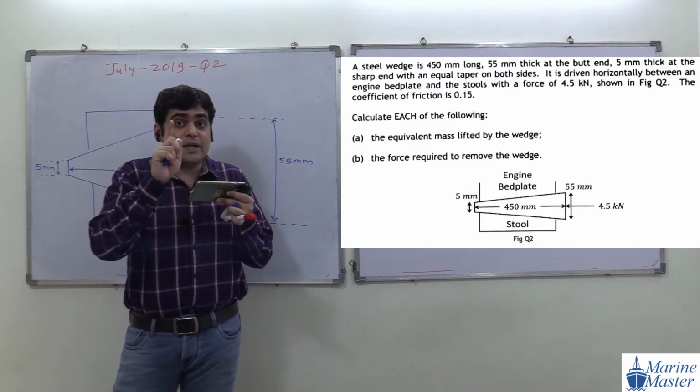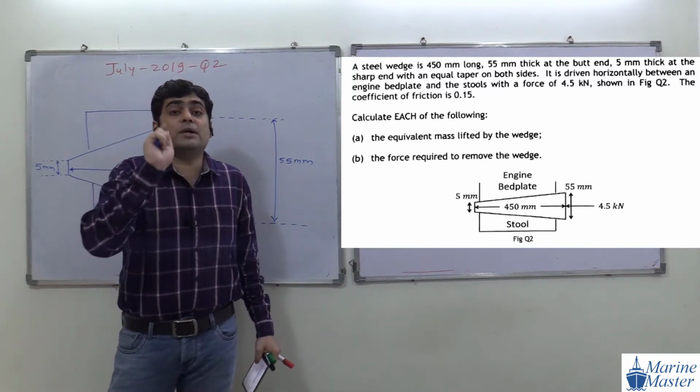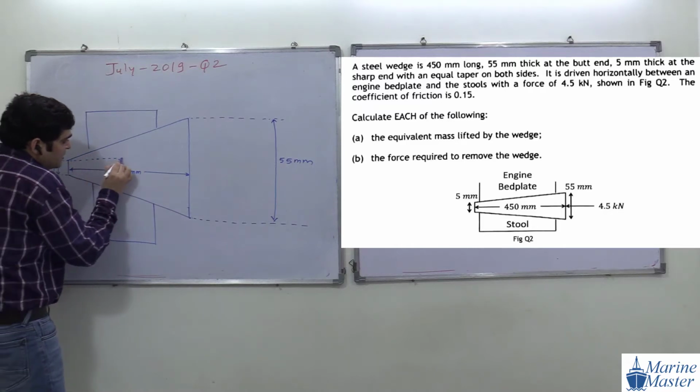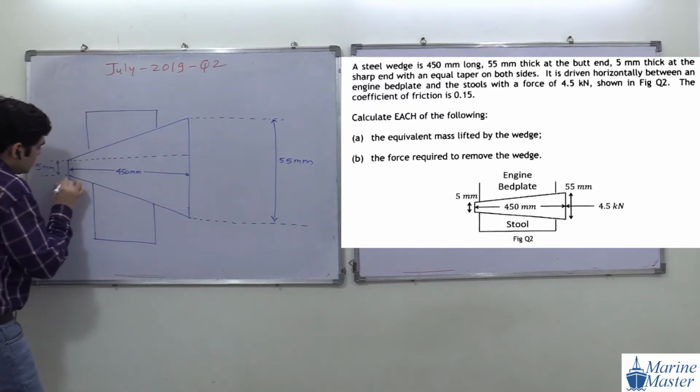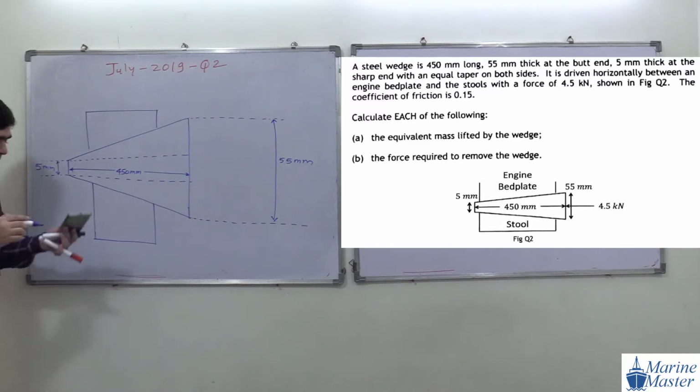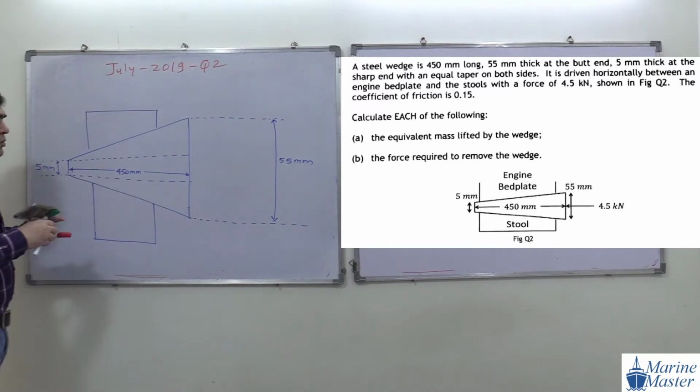Equal taper on both sides. What is the meaning of equal taper on both sides? See, here I am drawing one dotted line. Here also I am drawing one dotted line. See the point here, guys. Everyone, try to see this. Equal taper on both sides means what?